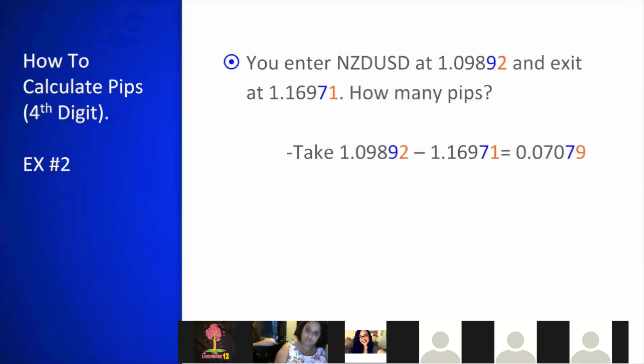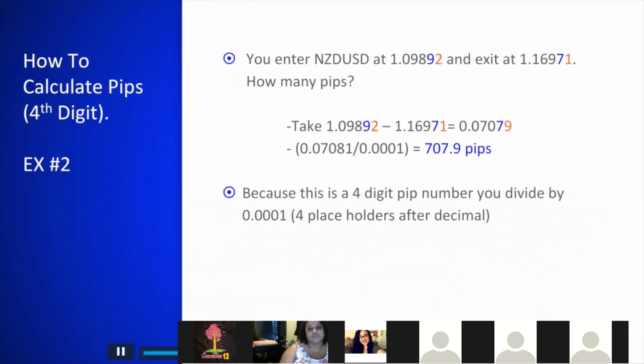All right, now after doing that calculation, you should have entered the 1.09892 minus the 1.16971, and you should have gotten 0.07079. All right. Now, notice that these are color correlated. The colors are correlating to different things. The blue color is correlating to the pip, and the 1 is the pipette. And remember, what are we supposed to do with the pipette? Ignore it.